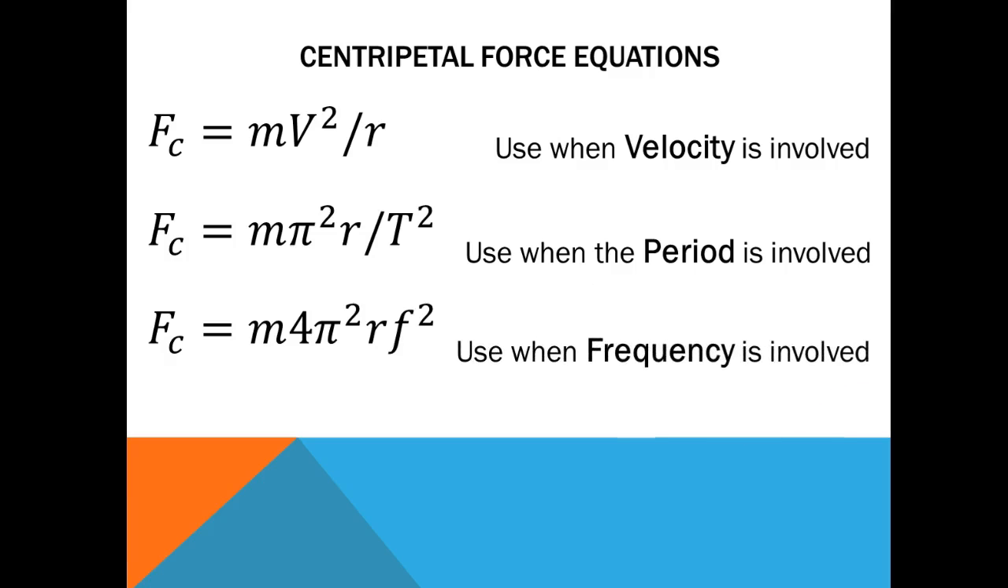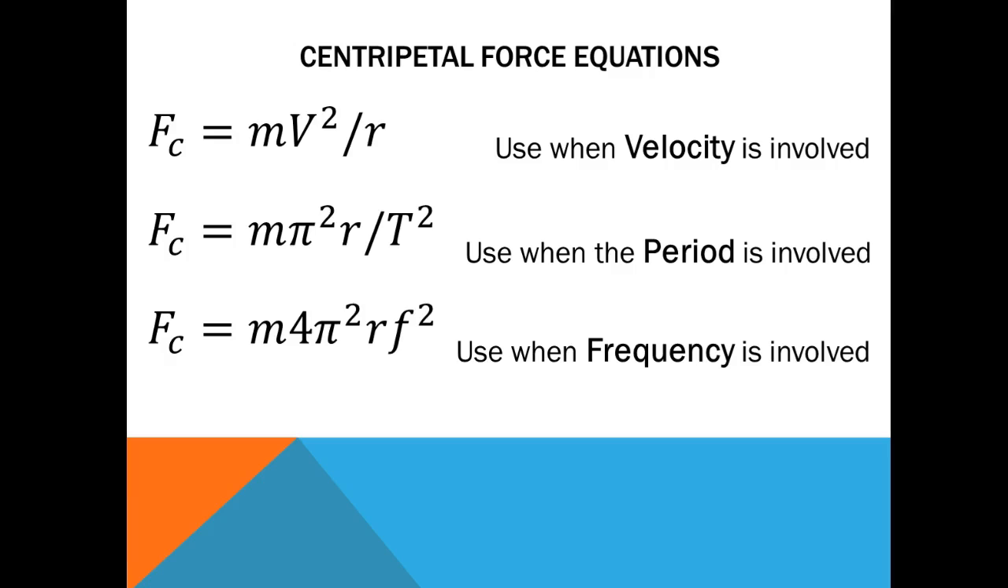If the frequency is involved in the scenario, we're going to use mass times 4 times pi squared times radius times frequency squared. Remember, the frequency is the amount of revolutions in 1 second. Period and frequency are inverses. They're reciprocals of one another. A period of 1/3 would be a frequency of 3/1, and vice versa.